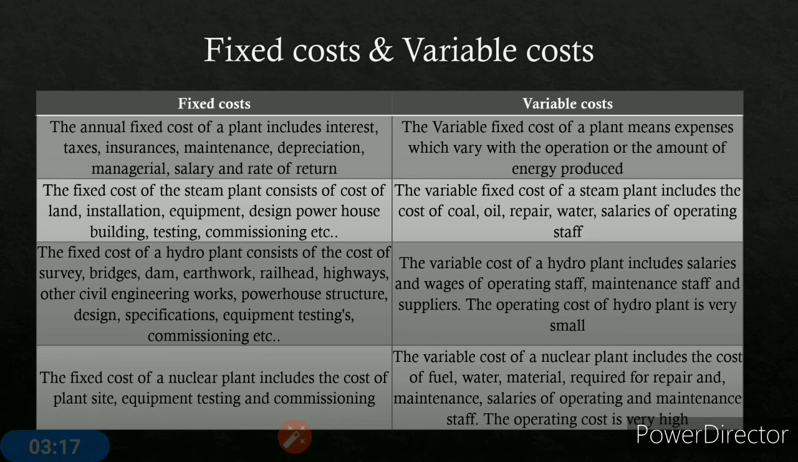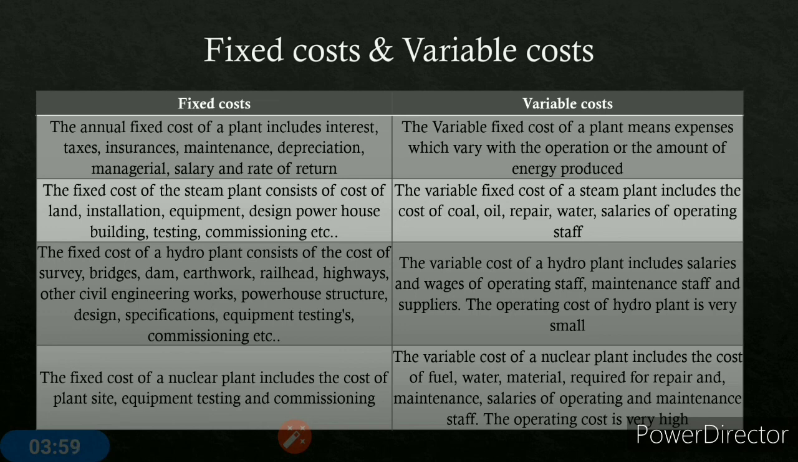Now, so far we have studied two types of cost: annual fixed cost and annual operating cost. So basically, we can say that they are the fixed cost and the variable cost. The annual fixed cost of a plant includes the interest, taxes, insurance, maintenance, depreciation, managerial salary, and rate of return. Whereas the variable cost of a plant means the expenses which vary with the amount of energy produced. Now the fixed cost consists of the cost of land, installation, equipment, design, powerhouse, building, testing, and commissioning. Whereas the variable cost includes the cost of coal, oil, repair, water, and salaries of operating staff.